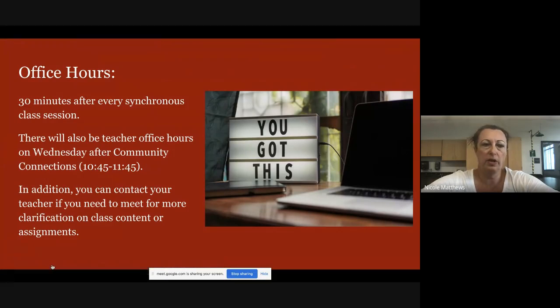So in the morning, students will have their 1 hour synchronous time organized and conducted with the teacher. And then the teacher will stick around for an extra half an hour after that time to answer any questions or clarify what was just covered in that previous session. So that is considered an office hour. There will also be an office hour every Wednesday after the community connections time from 10:45 to 11:45, or just email your teacher and let them know that you would like some additional help or have a specific question, and your teacher will respond to you or set up a time for you to get together.